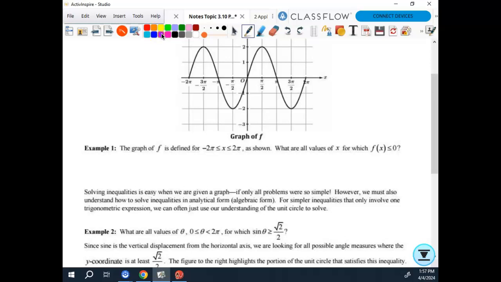And it says the graph of f is defined from negative 2 pi to 2 pi. That's what we see. We want all the values of x for which f of x is less than or equal to 0. So looking at this graph, when is the first time it is less than or equal to 0? Okay, so negative pi, but this is not the first time. When's the first time it's less than or equal to 0? Negative 2 pi. It's 0 here, right? So negative 2 pi. Then it goes to positive, so it's not an interval, it's just that point, right?